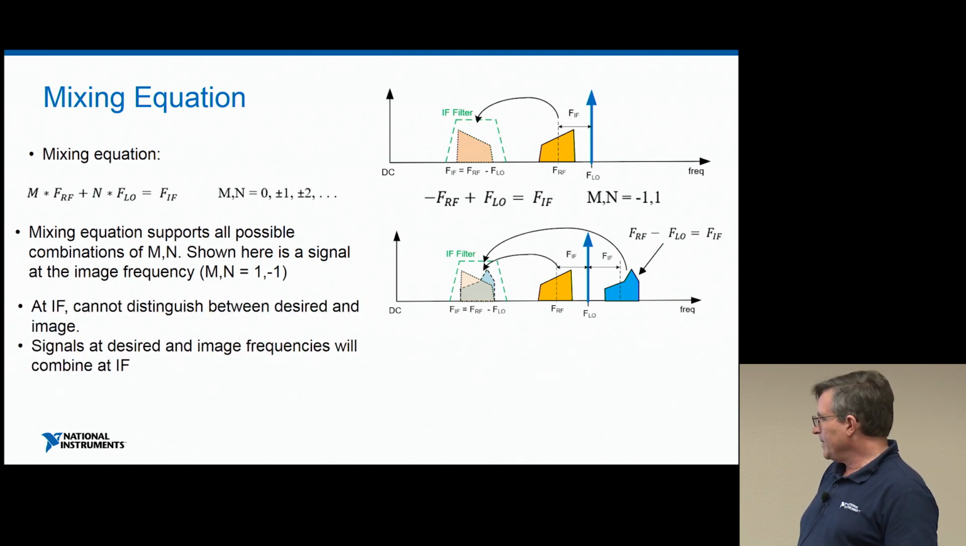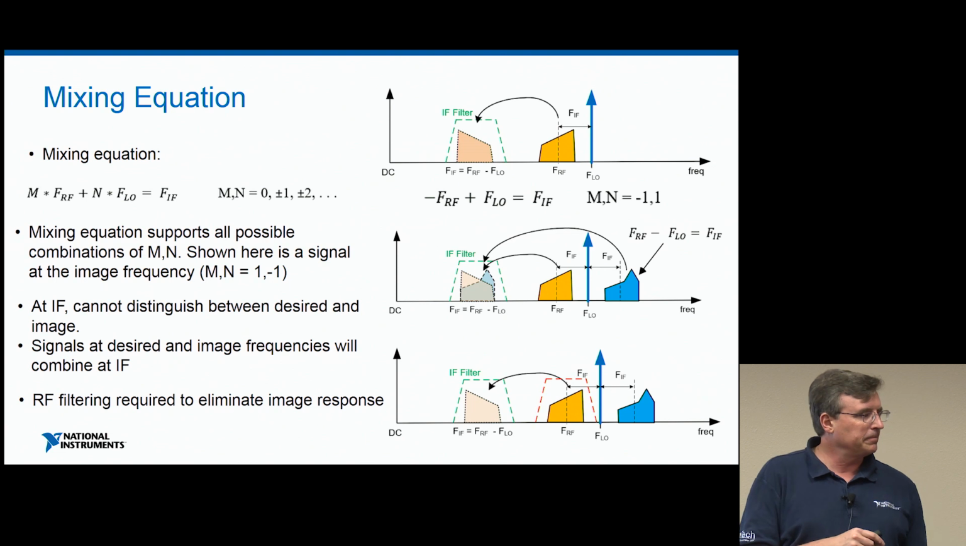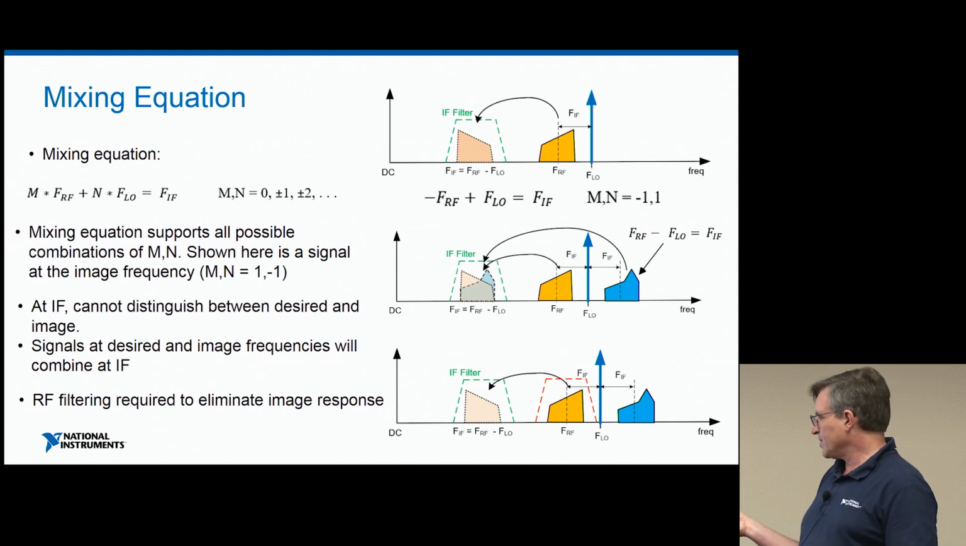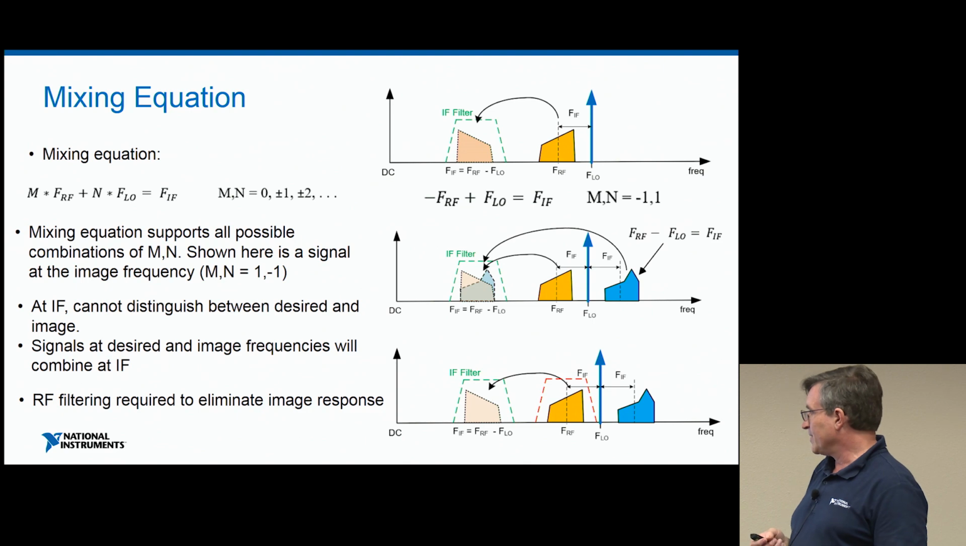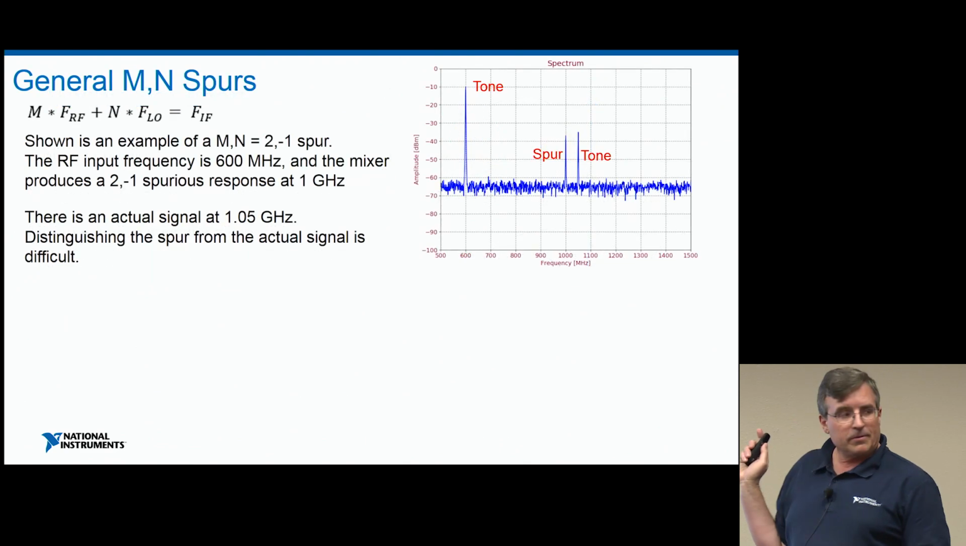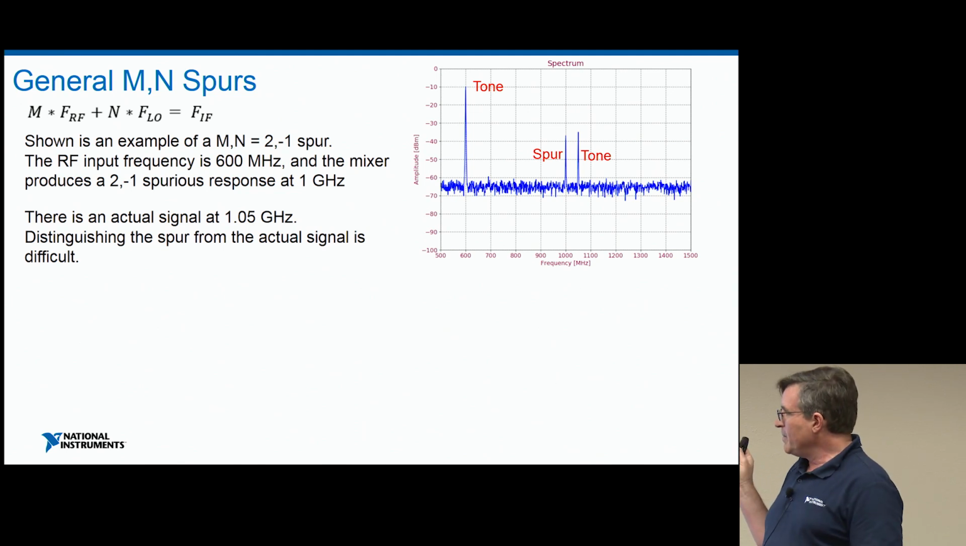A way to mitigate that is to add RF filtering. And here I'm starting to show some of the disadvantages of the Super-Het structure, that we do need more RF filtering to rule out some of these undesired tones. So that was the image as one class.